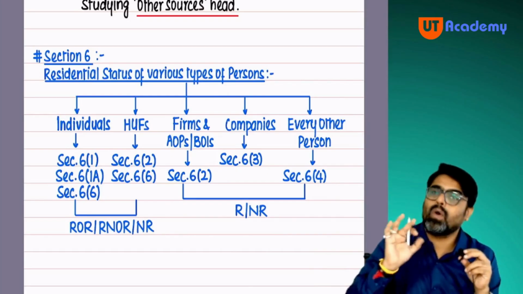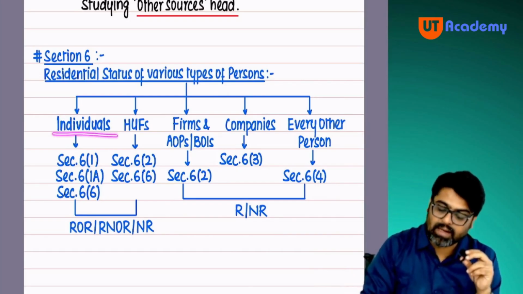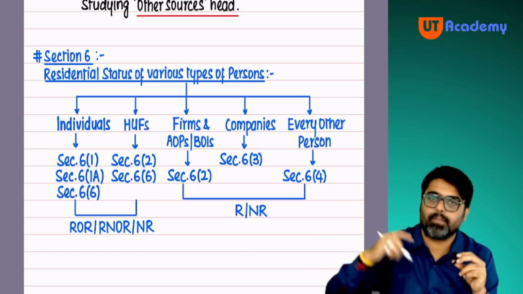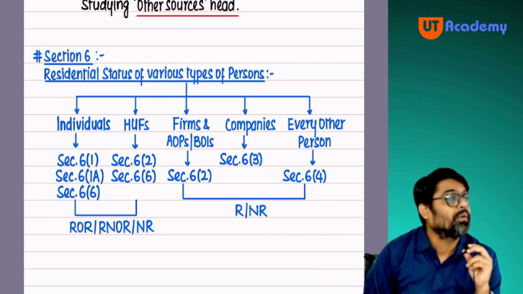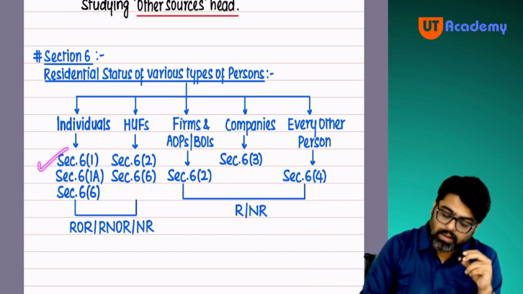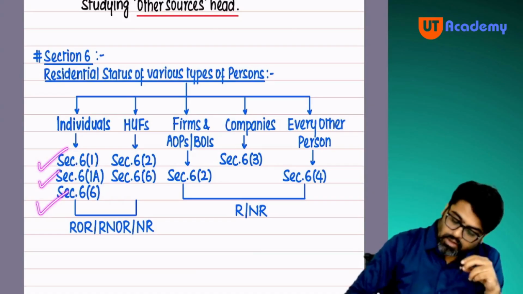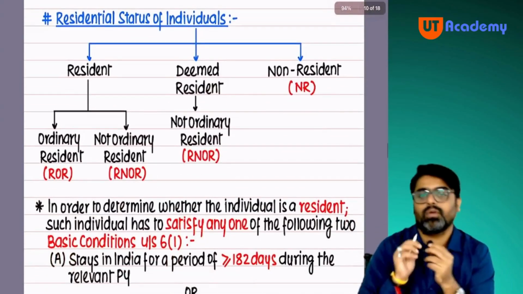Yes or no? Now, one by one, we are going to learn how to determine the residential status for these types of persons. Yes or no? First, we'll learn the residential status of individuals. And for that, we'll have to see 6.1, 6.1a and 6.6. So, most welcome to the residential status of individuals.